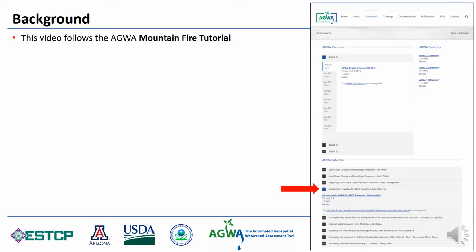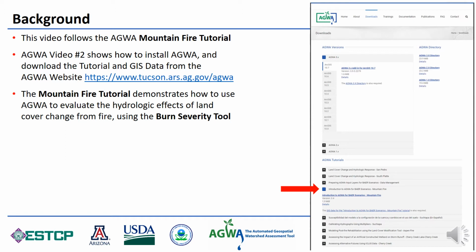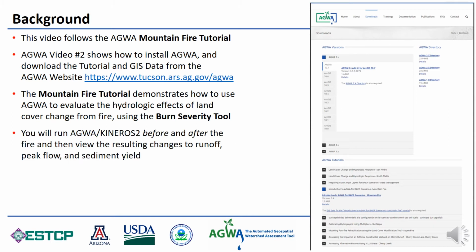AGWA Video 2 showed how to install AGWA, download the tutorial and GIS data from the AGWA website, and provided some background on the Mountain Fire. The Mountain Fire tutorial demonstrates how to use AGWA to evaluate the hydrologic effects of land cover change from fire using the burn severity tool. You'll run AGWA with the KINEROS2 hydrologic model before and after the Mountain Fire, and then view the resulting changes to runoff, peak flow, and sediment yield.